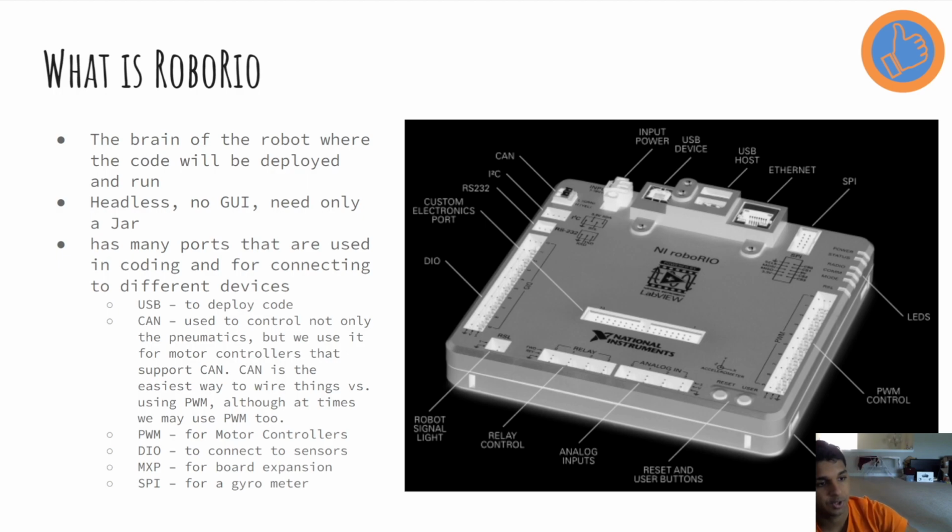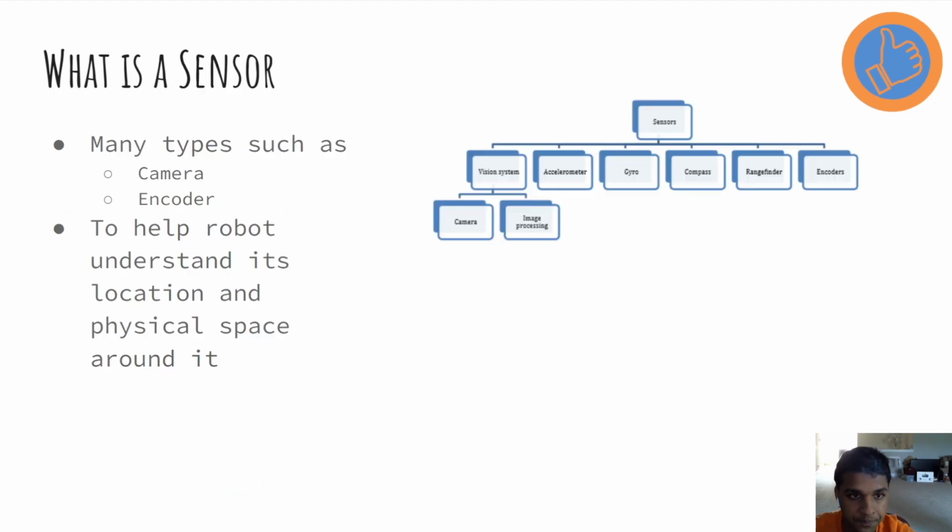So I talked about CAN. So what is CAN? CAN is used to control things like pneumatics, and you can use it for motor controllers. CAN is basically just the most simple way to wire things versus PWM, but sometimes we also use PWM. It just depends on what you're trying to do.